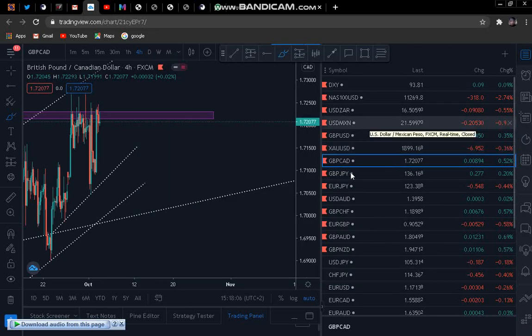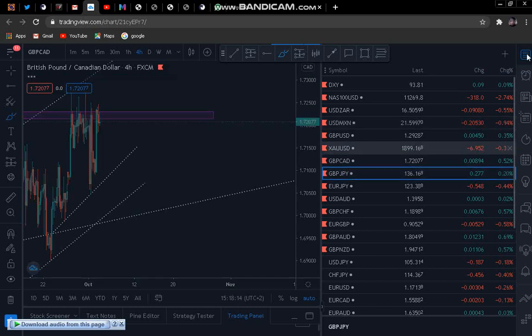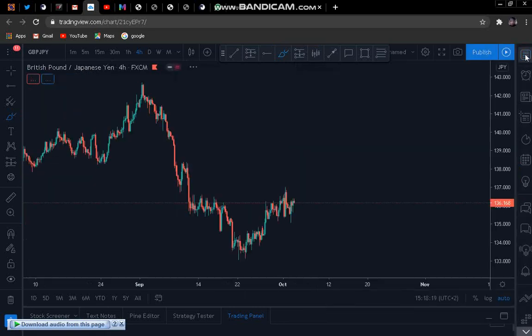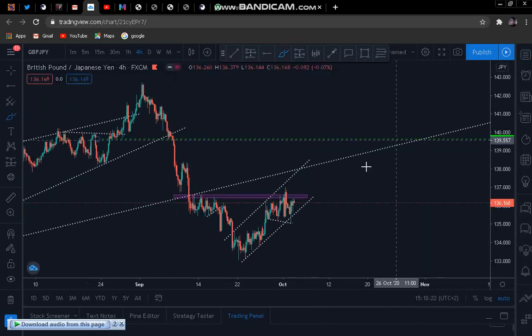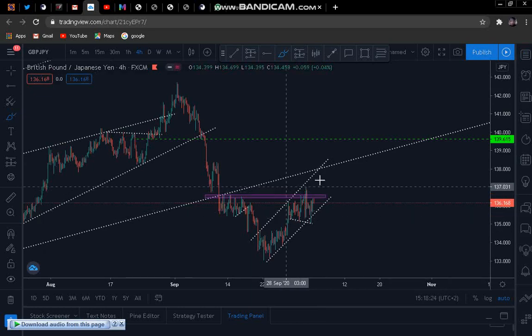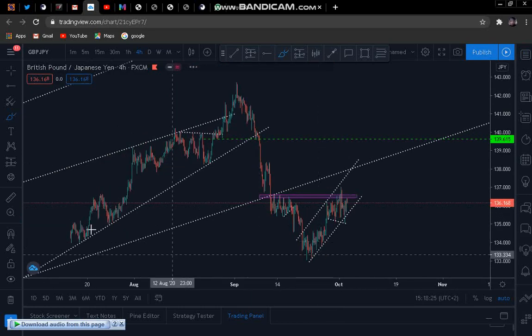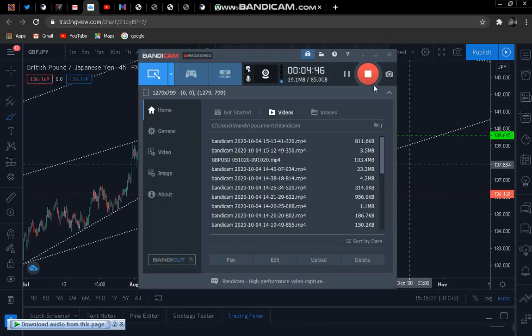Right? If we move to GBP JPY, let's just have a look at what we would be looking at. And here it's another one. It's another ascending channel. As you can see, an ascending channel was created.